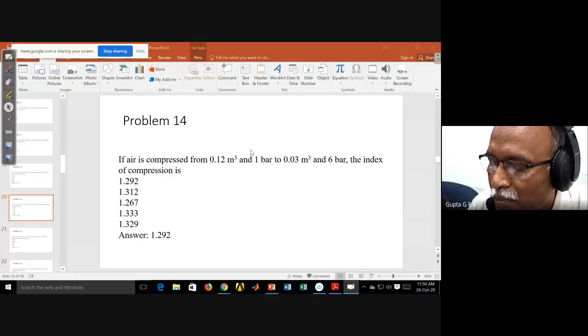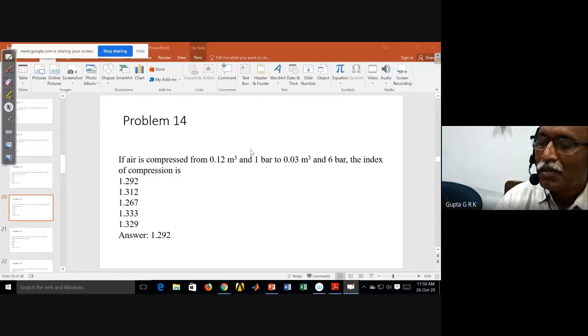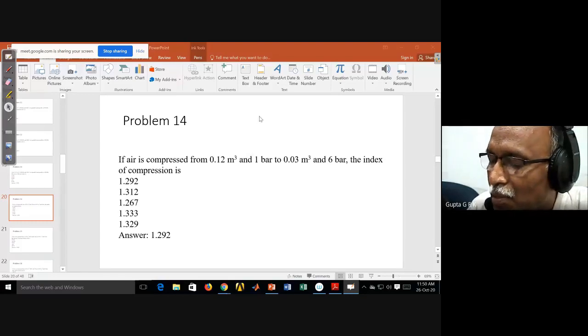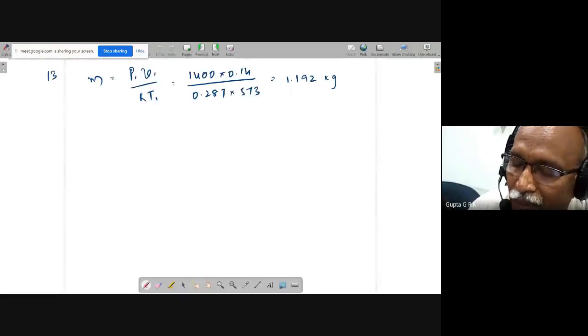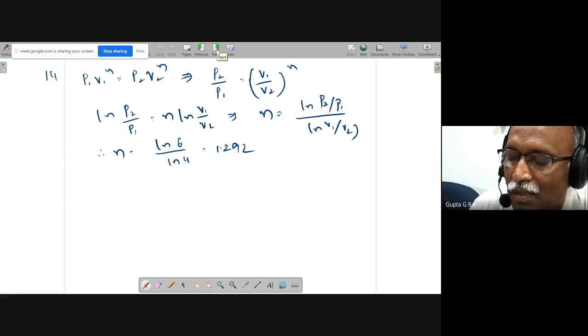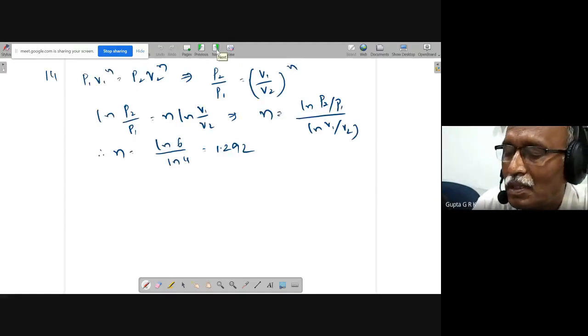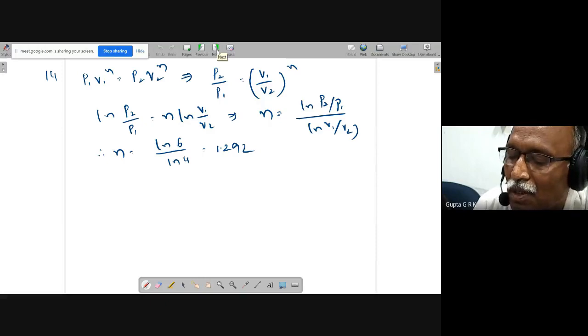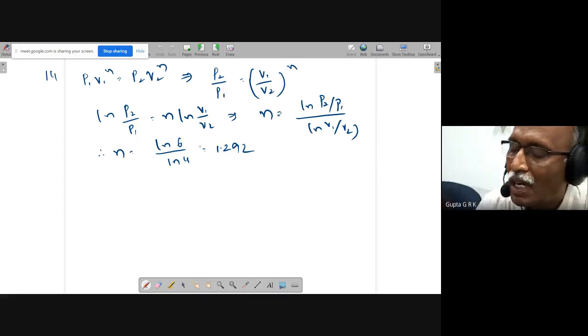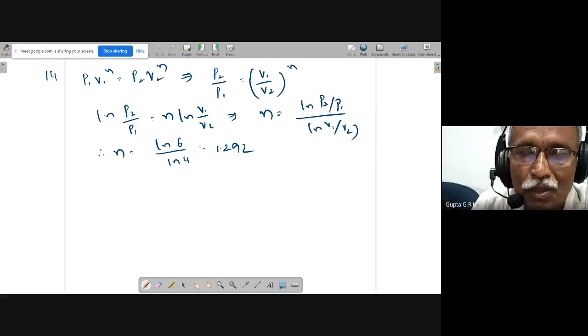And then the air is compressed from 0.12 meter cube and 1 bar to 0.03 meter cube and 6 bar, the index of compression. So P1 V1 power n is equal to P2 V2 power n, and you can find out n from that. Take the logarithms on both sides. So P2 by P1 is equal to V1 by V2 to the power of n. So log P2 by P1 is equal to n log V1 by V2. So n is equal to log P2 by P1 divided by log V1 by V2. You are given all of P1, P2, V1, V2, so you can find out the index.